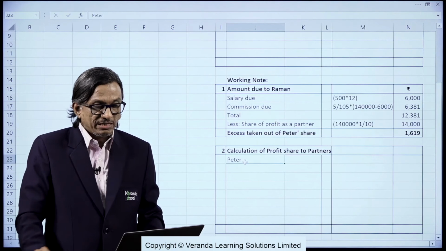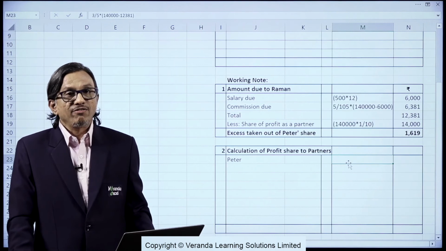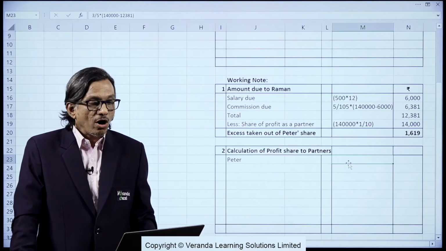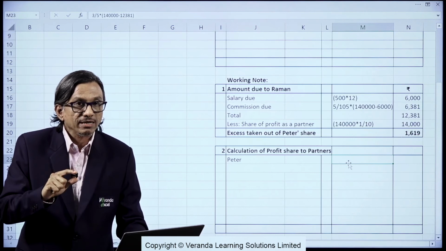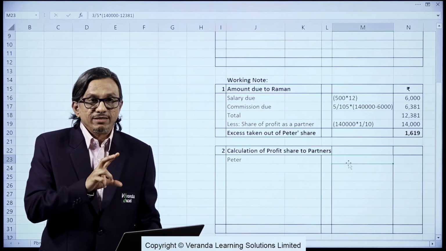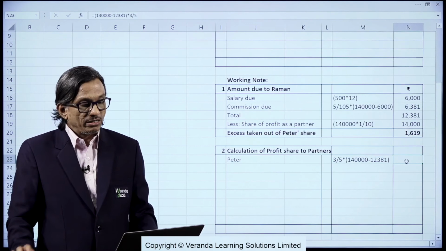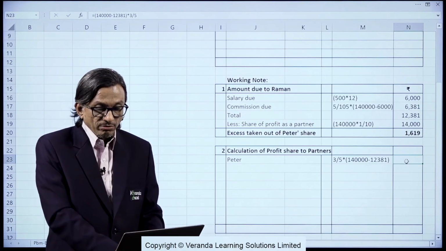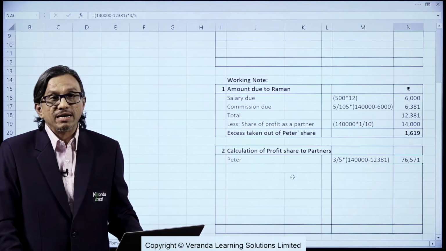First, we will take Peter. How much is payable to Peter? 3/5, because the old ratio is 3:2, it is not changing, given clearly. 3/5 of total profit, which is 1,40,000. Had Raman continued as a clerk, he would have been paid salary and commission to the extent of 12,381. So deduct it. On that balance, Peter's share will be 3/5. So what is the amount? 3/5 of 1,40,000 minus 12,381. Peter will get 76,571 if Raman had continued as an employee.